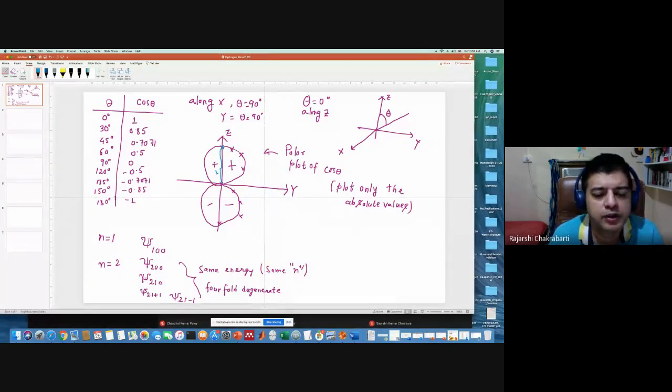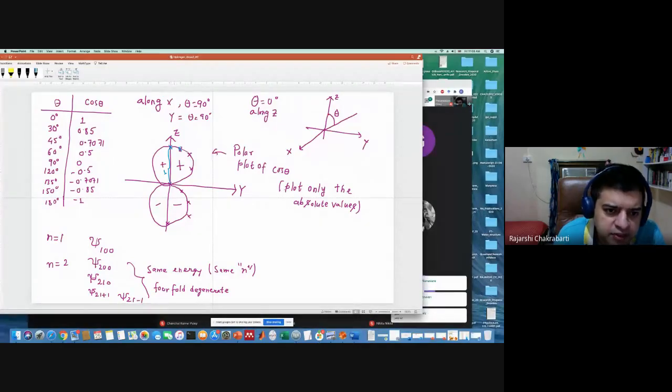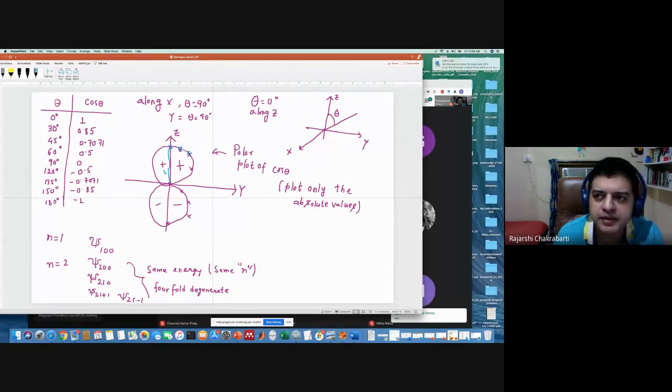Okay, what will be the next value? 0.85 at 30 degree. 30 degree means maybe somewhere here, and this is where your 0.85 is. Okay, you are following? Please write in the chat box at least. I hope you are following. Yes, sir. So the next one is 0.7, which is 45 degree. 45 degree is this angle roughly. So the 0.7 may be here. Okay. The next one is 0.5, which is 60 degree.